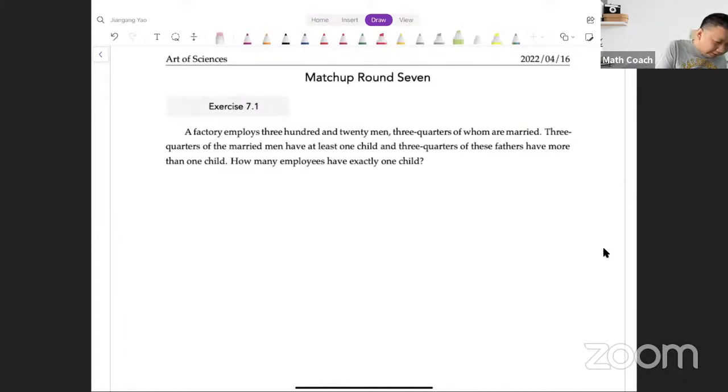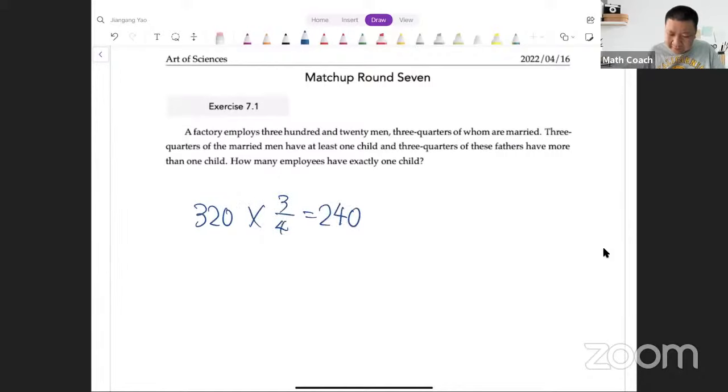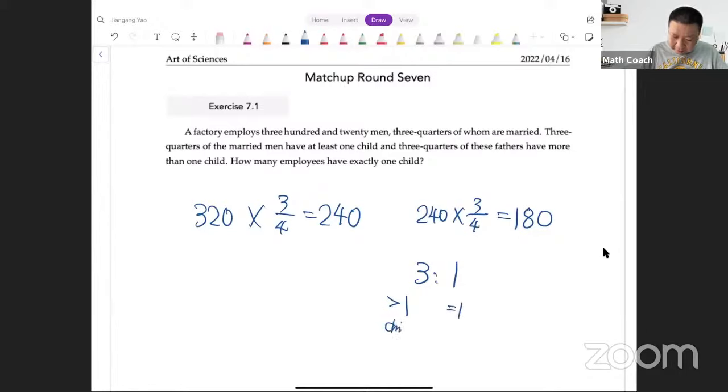Okay, so now 62 to 93 is 0 to 1. So there are 320 men, 3/4 are married, so that's reduced to 240. So 240 are married. Only married men can have children. And 3/4 of the married men have at least 1 child. So 240 times 3/4 is 180. And among the 180, 3/4 have more than 1 child, and only 1 portion has 1 child. So it's actually 180 divided by 4, so we get 45.